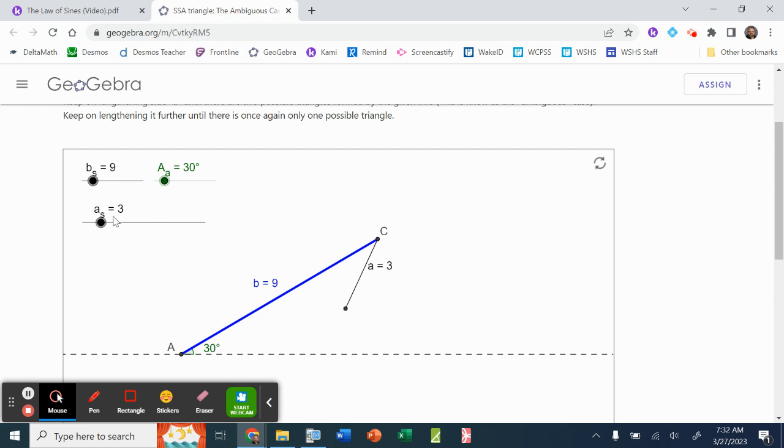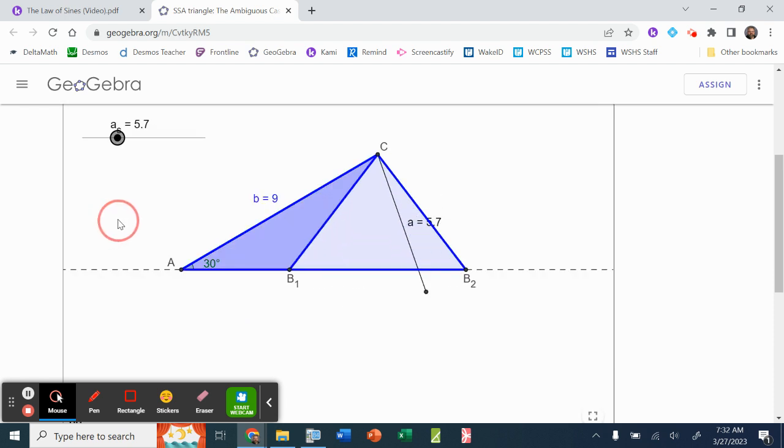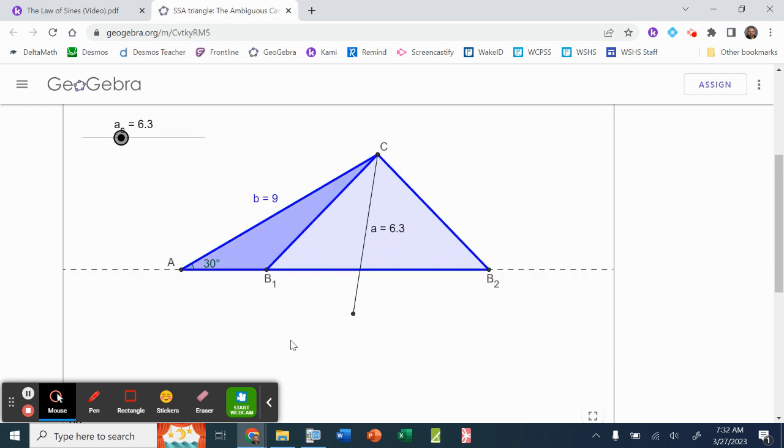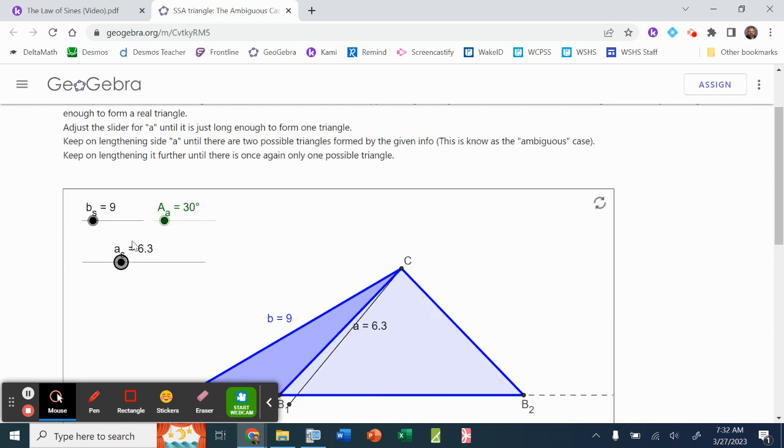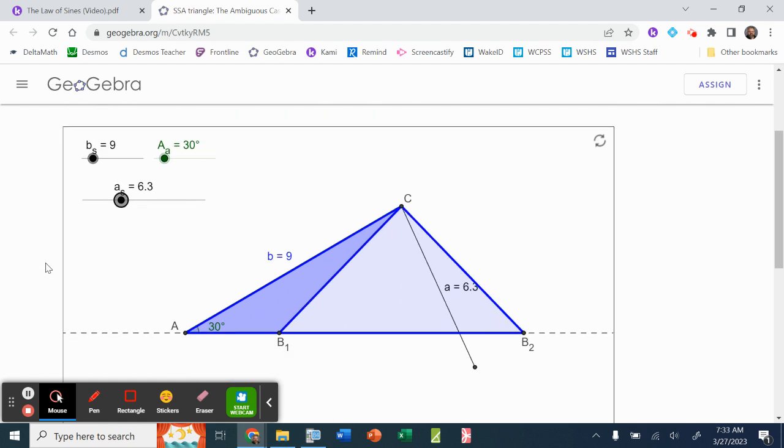Another possibility, though, is if we extend the length of side A, we could have two potential triangles. We could have this triangle here, ACB1, or we could have the triangle ACB2. So as we saw in the first example, it is possible for us to have no triangles. Now we can see that the ambiguous case could give us two triangles.